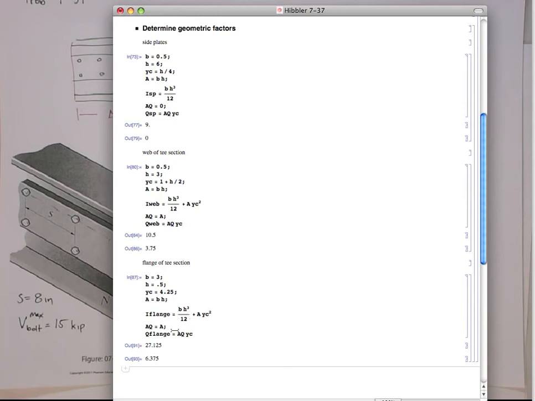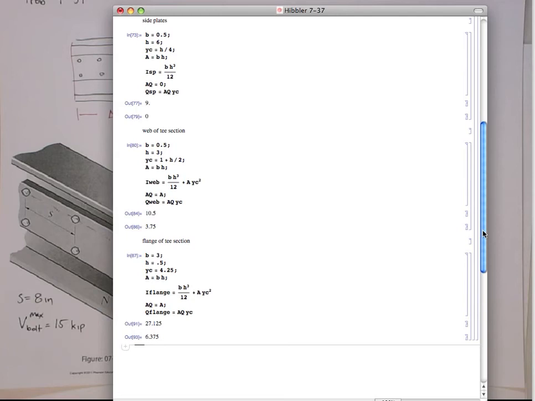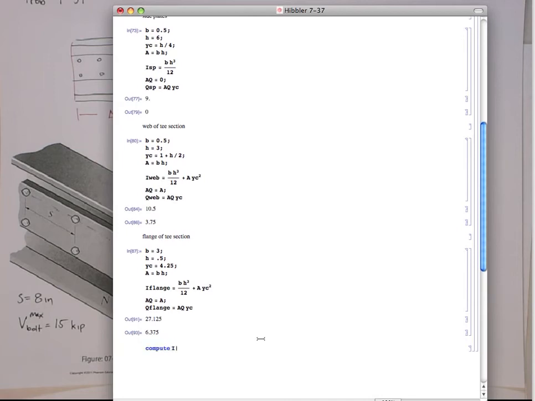And the nice thing about the spreadsheet is that when you make a mistake, you can go back and fix it real quick, and not have to go through and check all your numbers again. All right, so now we have the I's and the Q's. So let's now compute I and Q for the whole section. Okay.